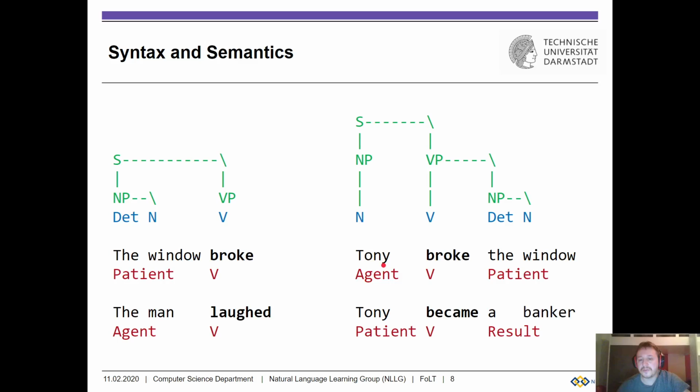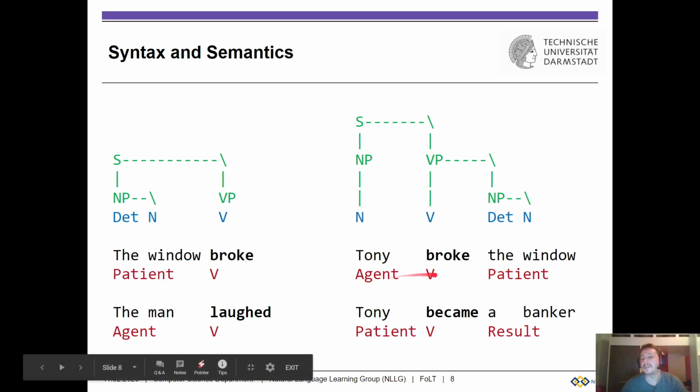Now, those noun phrases also take a certain role. Intuitively, the role of Tony here is the agent, because he is actively doing something. And he's doing something to something, and the thing upon which he is exerting his influence is the window. So intuitively, the window is the patient, or the recipient, because something is happening with the window.